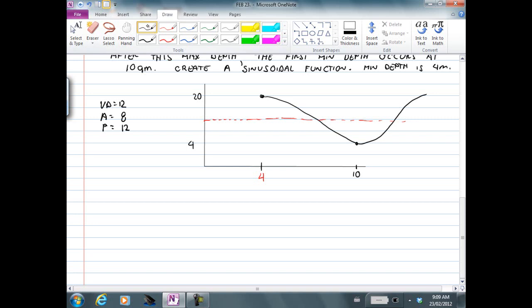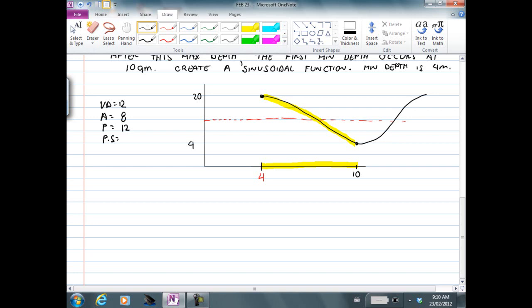So, because from here to here is only half a period. 4 to 10. Because it's only halfway. So you got to multiply that by 2. So 10 minus 4 is 6. 6 times 2 is 12. Then, I need my phase shift.